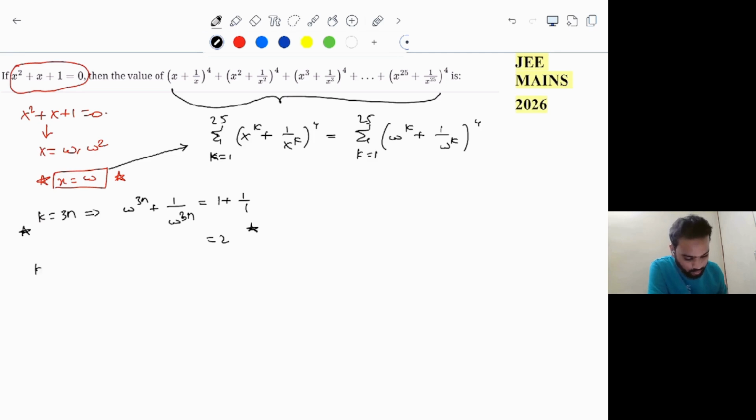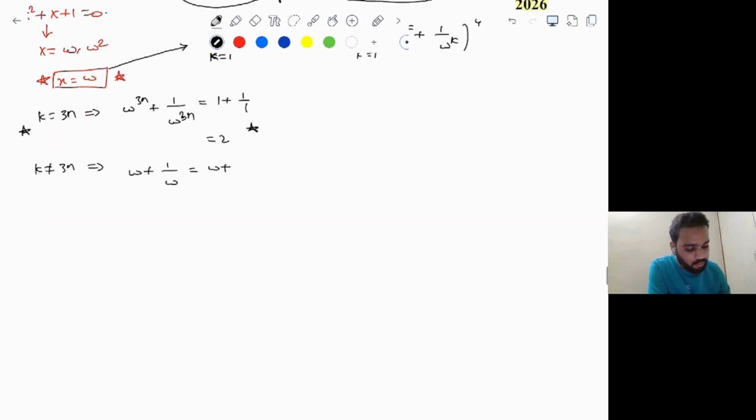Now let's see what happens for when k is not a multiple of 3. So for example, if I take one case, let's say k is equals to 1. Okay, if I take k is equal to 1, what I will get here? Omega plus 1 by omega, which is nothing but omega plus. Now we know that 1 by omega is nothing but omega square, but omega plus omega square will be minus 1. So you can check.